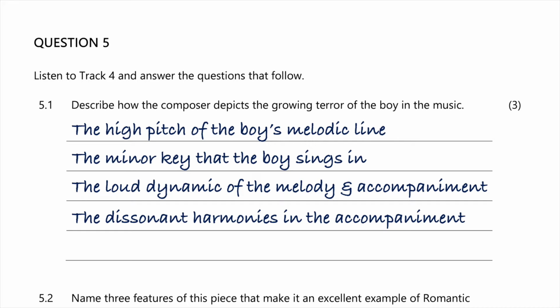Please just notice here how I am using the correct music terminology. I'm not just saying the boy is singing high, the song is minor, it is loud, there is dissonance. Okay, I'm talking about high pitch, minor key, loud dynamic, dissonant harmonies. Make sure you are using the correct terminology all the time when you are talking about the elements of music.